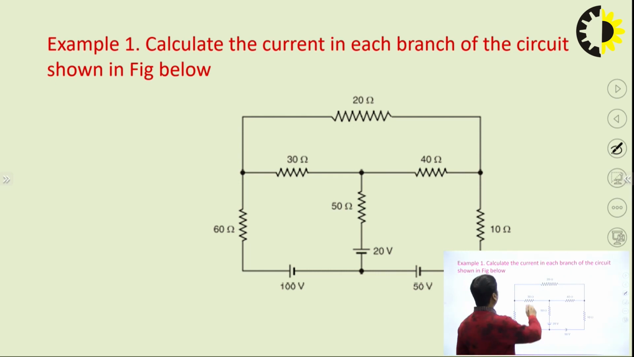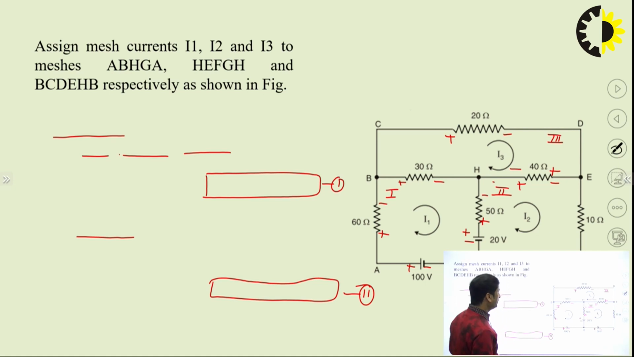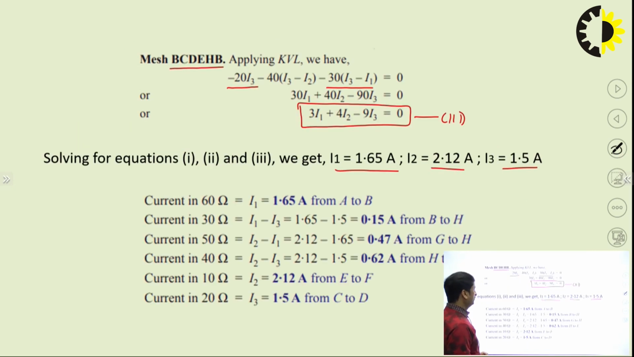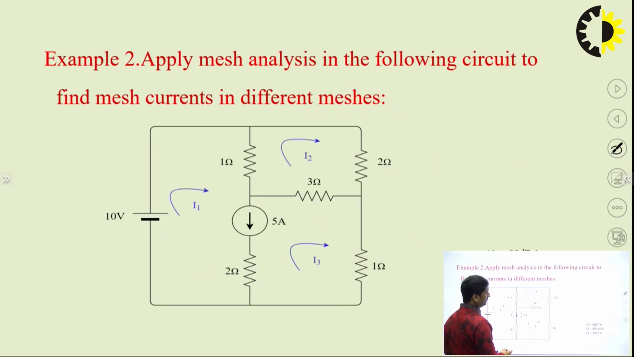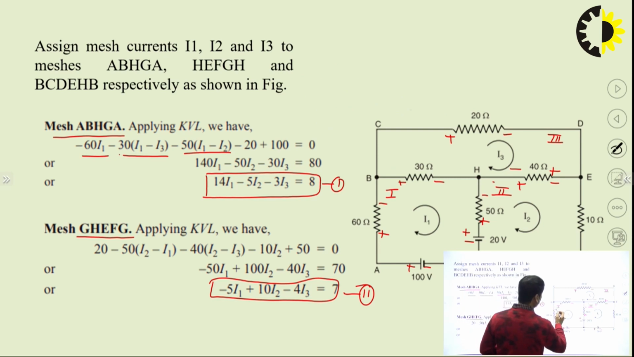So, we have to calculate the current in each branch. You can calculate the current in every branch of the circuit. Okay. So, the current in the 60 ohm resistance, what is the value of current? In 60 ohm this. So, we know that the current is I1. This branch carries current I1 minus I3, sorry. This branch carries current I1 minus I2. This branch carries current I2 minus I3.